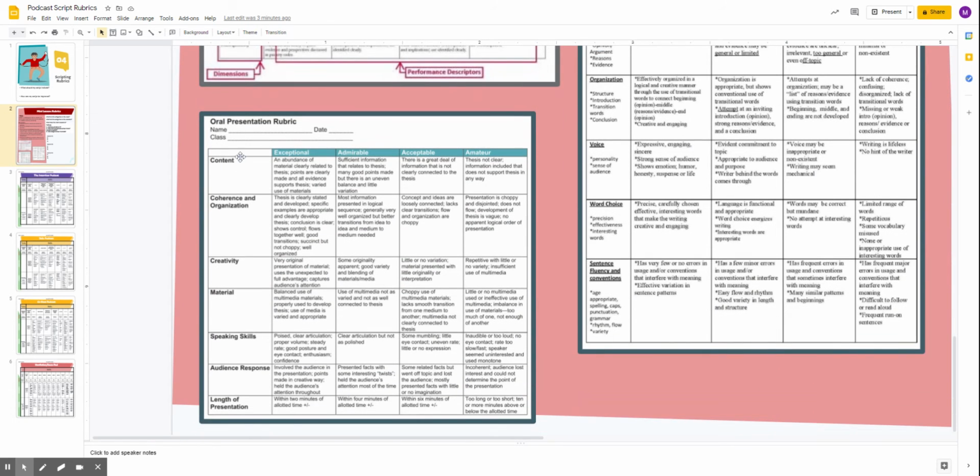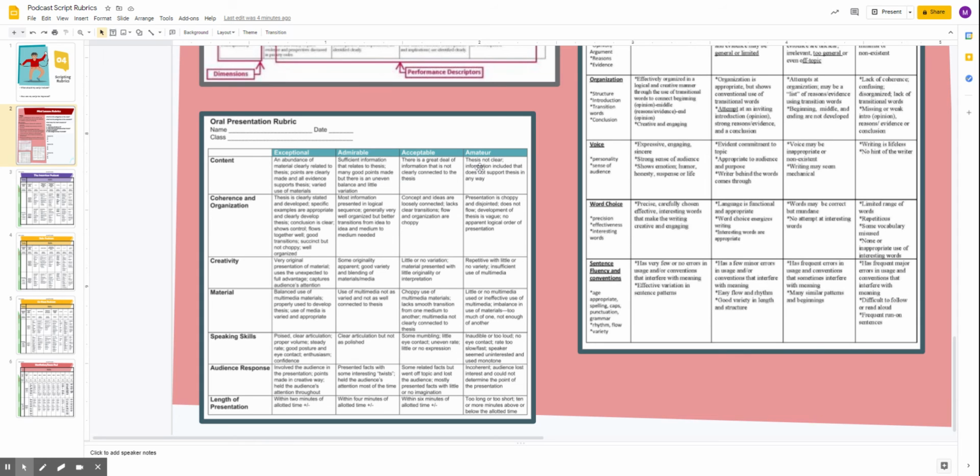So let's look at this one. We've got an oral presentation rubric: exceptional, admirable, acceptable, amateur. So this one goes in reverse, right? So exceptional is our best evaluation. Amateur is our most work needed evaluation. So the content: an abundance of material, so lots of material. It's clearly related to a thesis. So all the material connects to the thesis or controlling idea. The points are clearly made up and all the evidence supports the thesis. There's a wide variety of used materials.